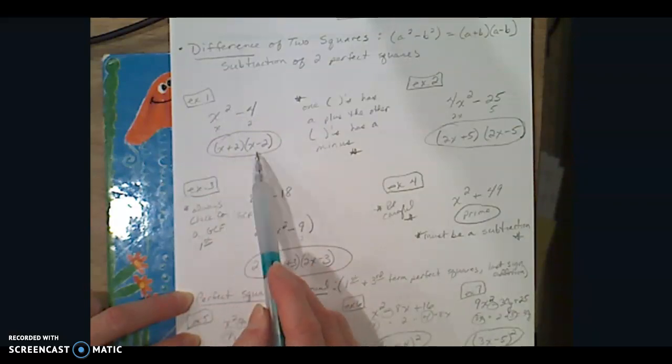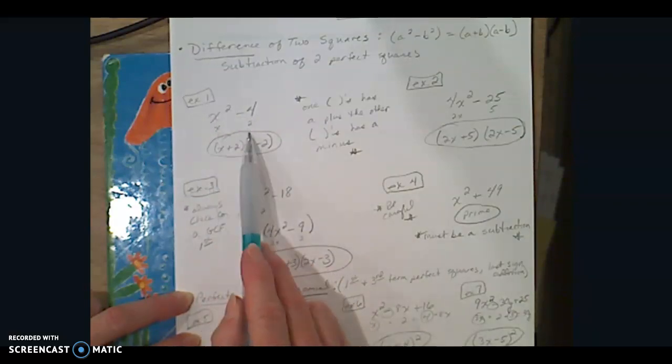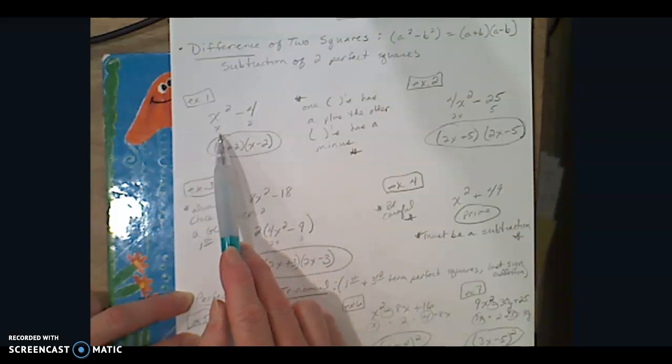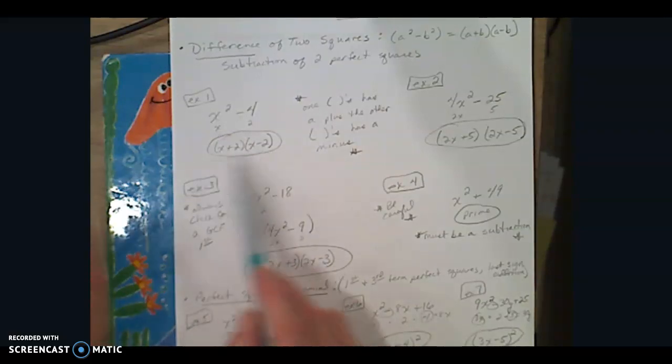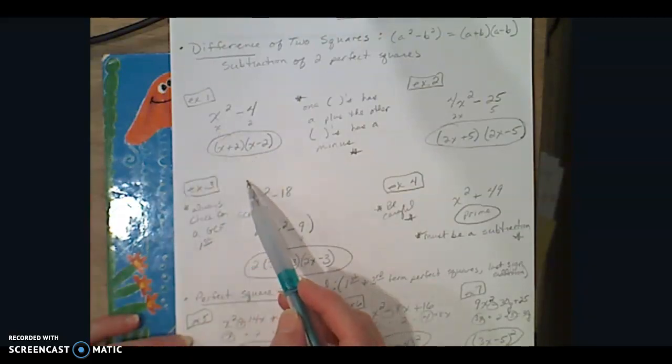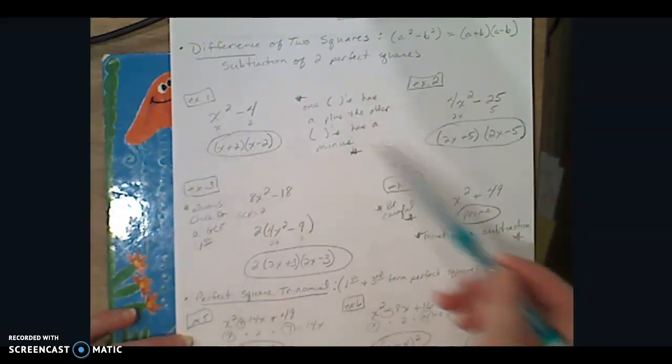So I'm going to put two parentheses, and these are going to be the two terms that go in there. So x plus 2 and x minus 2. And it doesn't matter if you put x minus 2 first or x plus 2. That doesn't matter. So that's what this little note here.